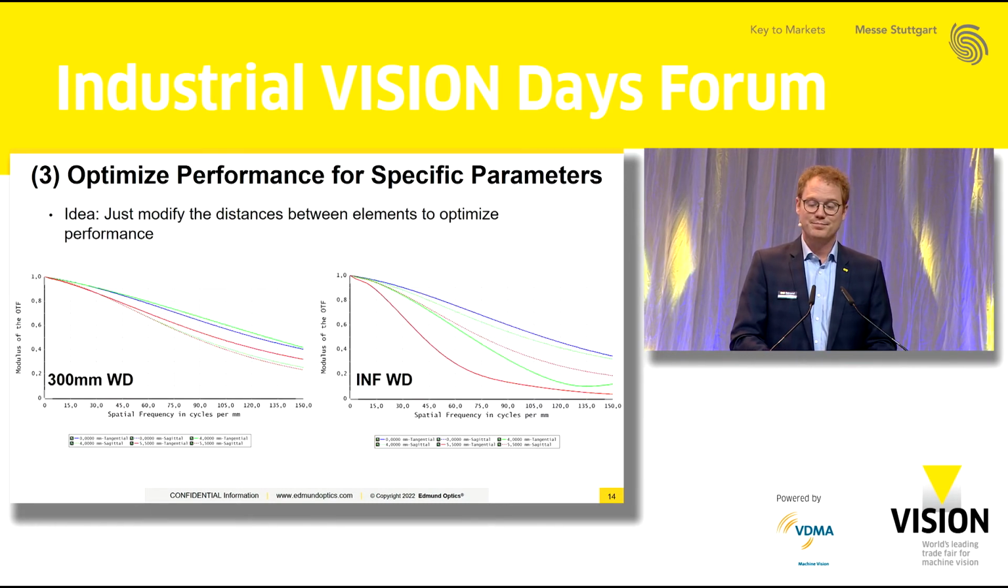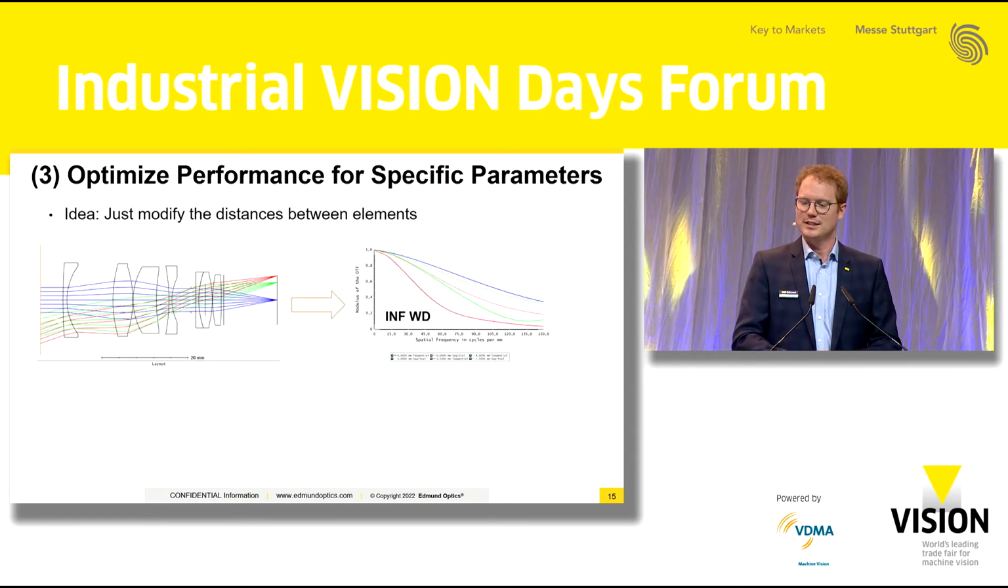Last example, and I go back to the MTF curves I provided earlier today. So again, we start with that lens that performed well at 300 millimeters, but not so well at infinite working distances. Okay, so you go one level deeper, you look into the optical design of that lens, you see how it performs at infinite working distance again here in the MTF curve.